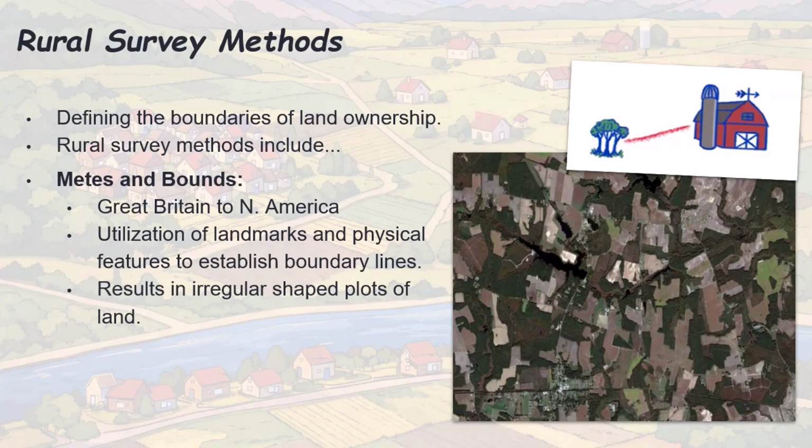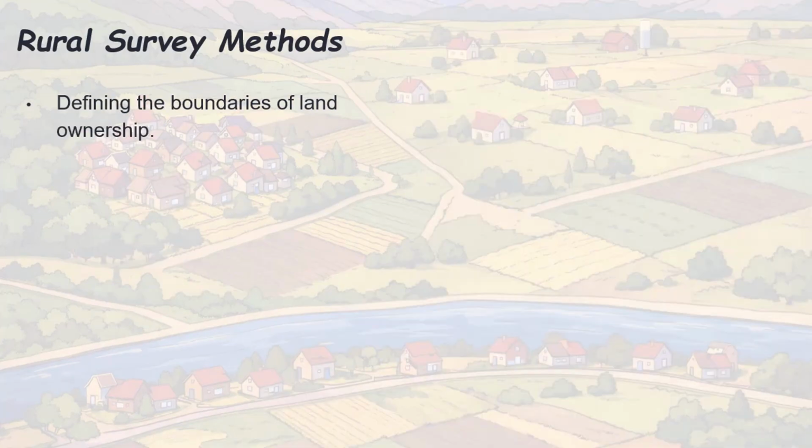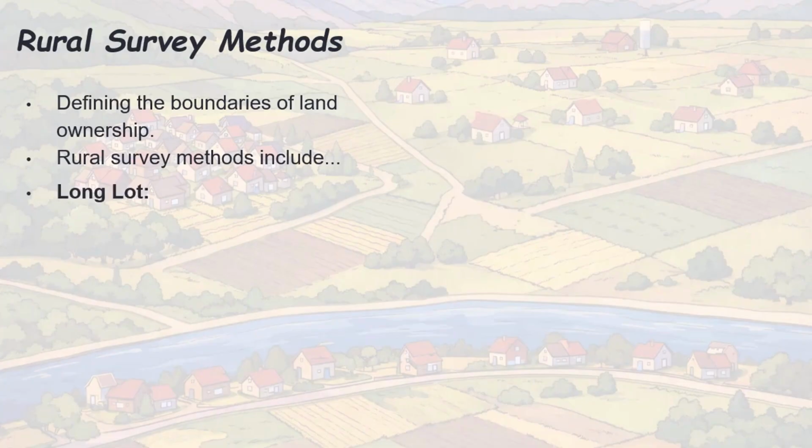But what if we told you there was a survey system that was actually fair on purpose? Like built to make sure everyone got a slice of the river pie? Say bonjour to the long lot method. Ah, yes, the long lot method. The overachiever of land division systems. This one's all about equality.